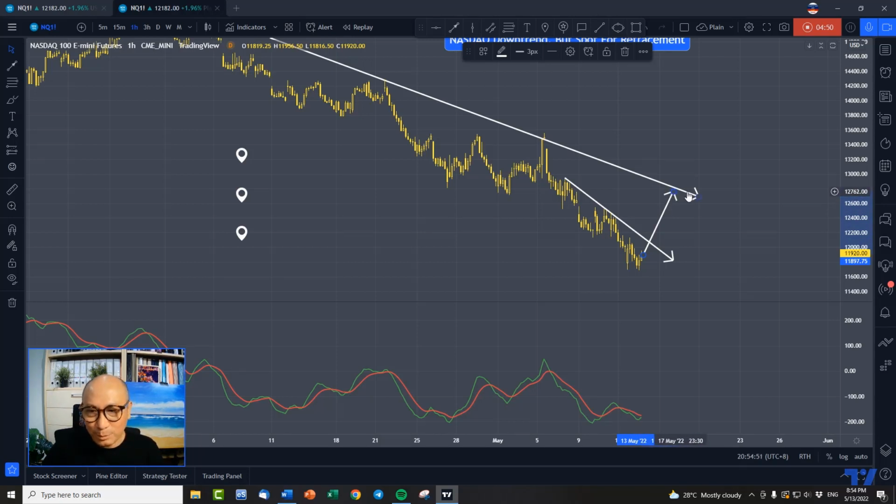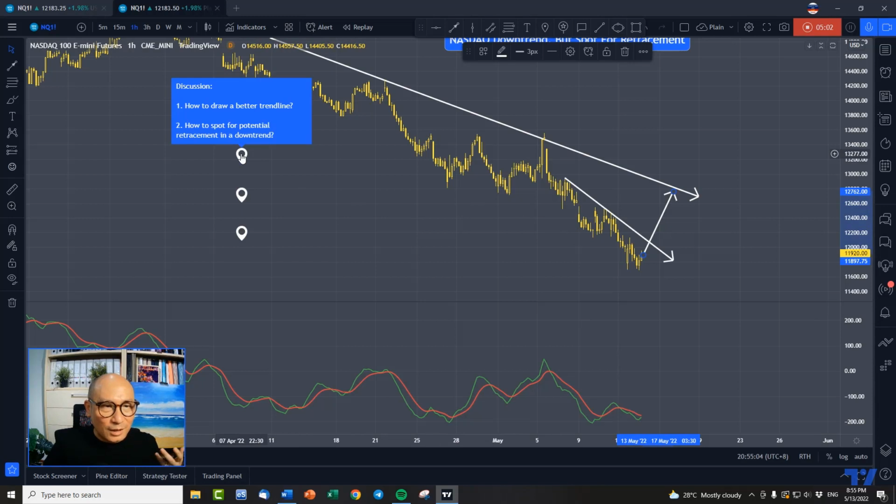But my objective is before this downtrend line, which I believe will continue. Now, the next topic is how to identify before this break? I need another confirmation. Now, we're going to study number 2: how to spot a potential retracement in the downtrend. In the last few videos, I spoke a lot about divergence.